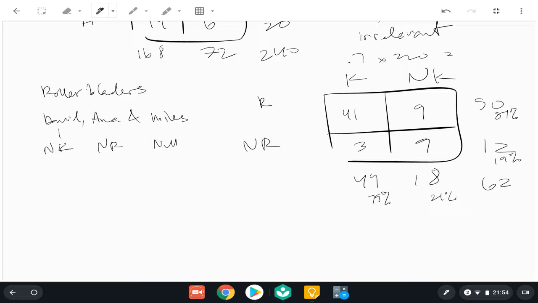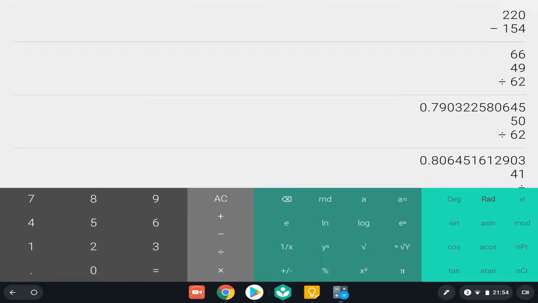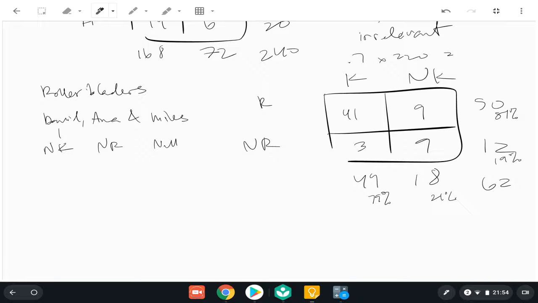So if we're basing it on one or the other, so no kids. Relative percentages. 41 divided by 50. 82. Oh, I really don't want to do this.